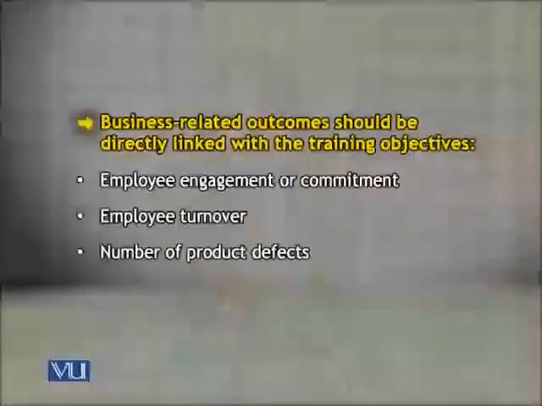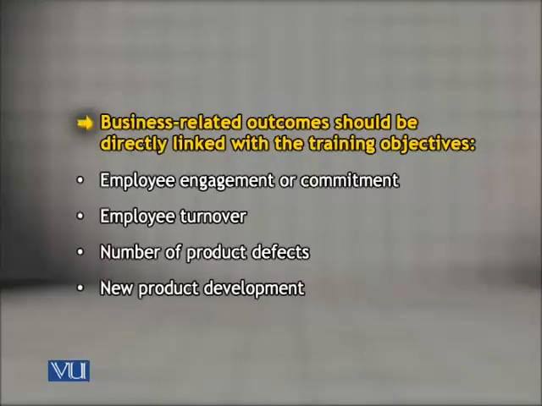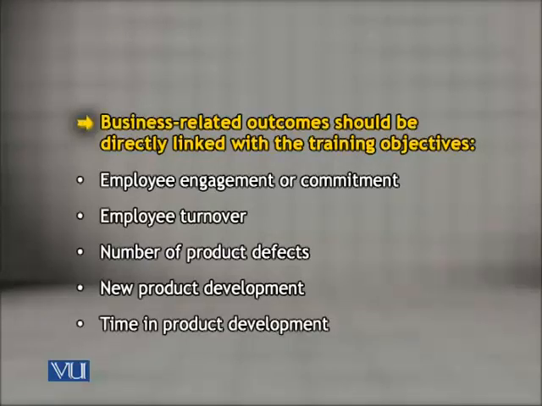So, the business-related outcomes that can be measured as an outcome of training, the examples are: has there been any improvement in employee engagement or commitment? Has there been any improvement in employee turnover? Has there been any reduction in the number of defects in product delivery or product design? Has there been any increase in the number of new products that have been developed in the organization? Has there been any reduction in the time of new product development?